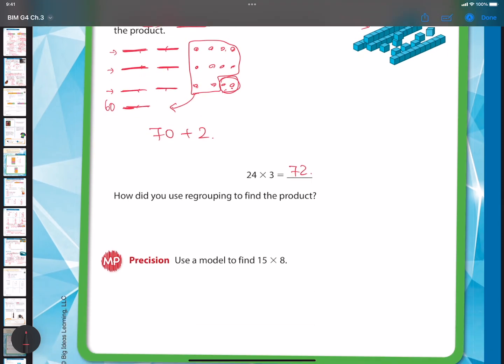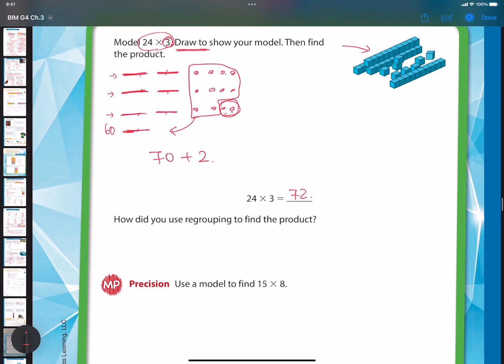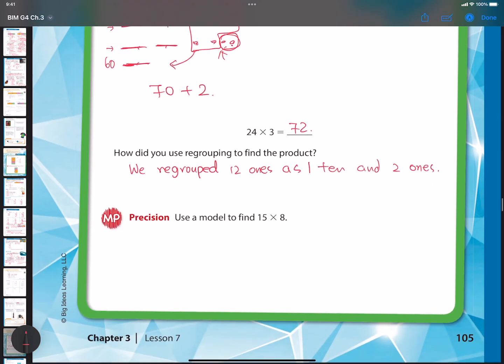72. Make sense? Now the next question is: how did you use regrouping to find the product? Oh yeah, we regrouped. We had 12 ones, and then we regrouped them as 1 ten and 2 ones. That's how we found it. Now use a model to find 15 times 8.